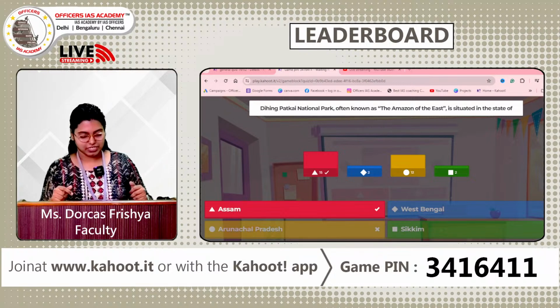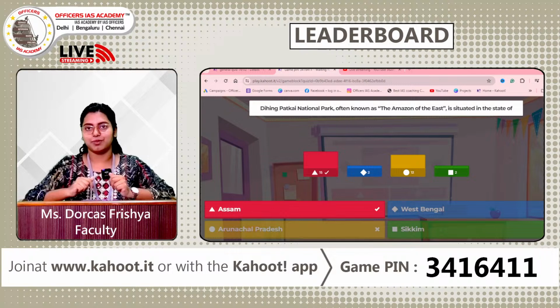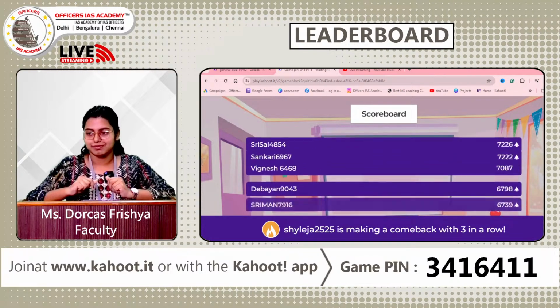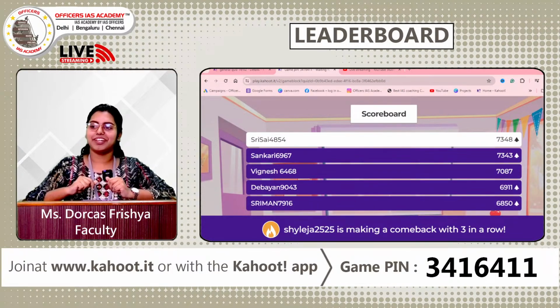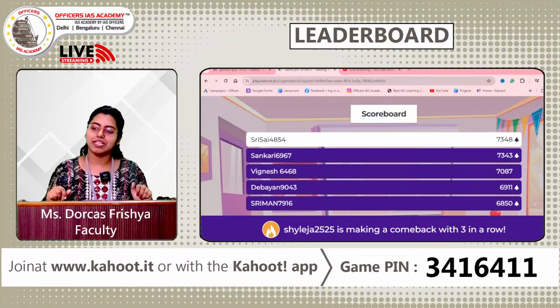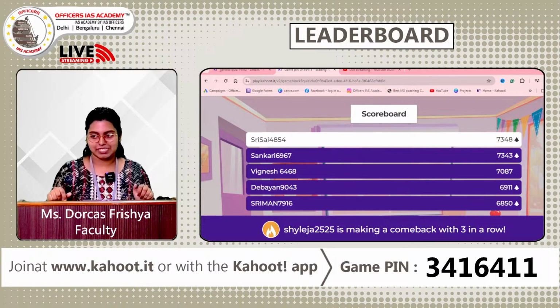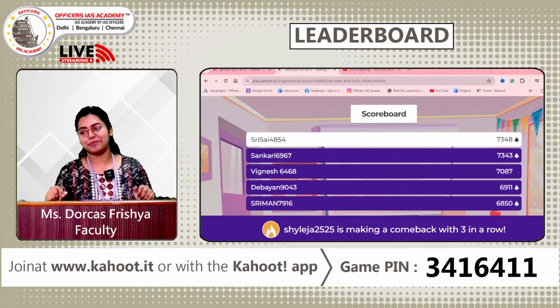All right. So let's look at the next question. No, I'm sorry. Let's look at the leaderboard now. Yes, Sai, very good. Sai on the first place, Shankari on the second position, Vignesh on the third place, Debayan on the fourth position, and Shriman on the fifth place. Shailaja is making a comeback with 3 in a row. Great work, Shailaja.